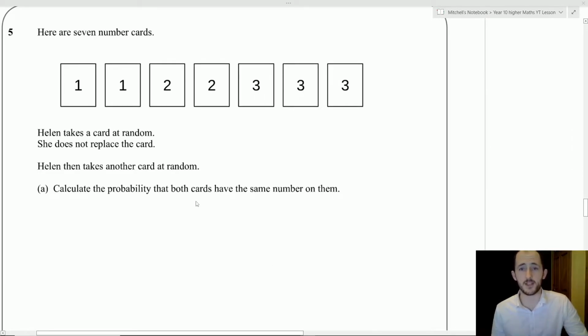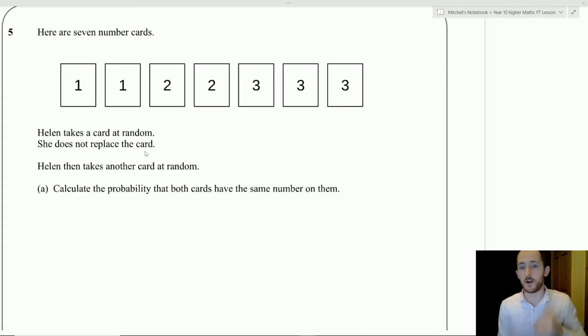Okay, so in this one they actually give us the diagram. I'm just going through a bunch of different styles of questions, and they should in general be getting harder as we go along. So Helen takes a card at random. She does not replace it. Helen then takes another card at random.